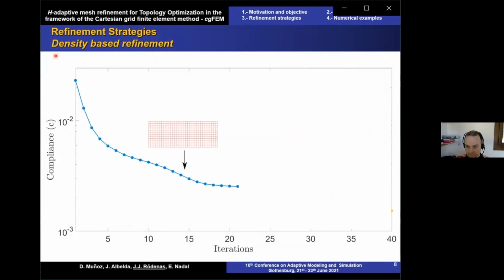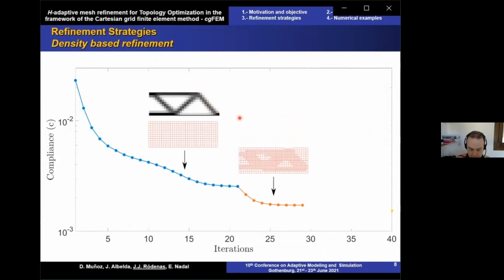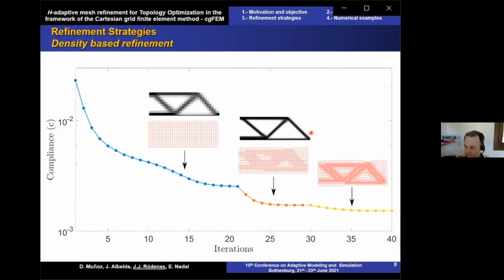We also propose a density-based refinement. The idea is to start the iteration to minimize the compliance with a uniform mesh. When the process is starting to converge, we stop it, and we refine the elements that are having intermediate values of relative density. We continue the process, stop it again, obtain the solution, and repeat the process. The final solution, as we realize, is having a very sharp definition of the boundary.